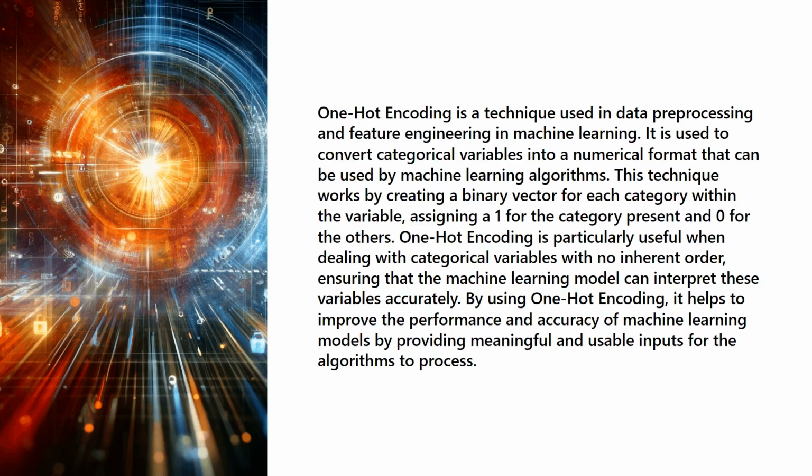One-hot encoding is a technique used in data preprocessing and feature engineering in machine learning. It is used to convert categorical variables into a numerical format that can be used by machine learning algorithms. This technique works by creating a binary vector for each category within the variable, assigning a 1 for the category present and 0 for the others. One-hot encoding is particularly useful when dealing with categorical variables with no inherent order, ensuring that the machine learning model can interpret these variables accurately. By using one-hot encoding, it helps to improve the performance and accuracy of machine learning models by providing meaningful and usable inputs for the algorithms to process.